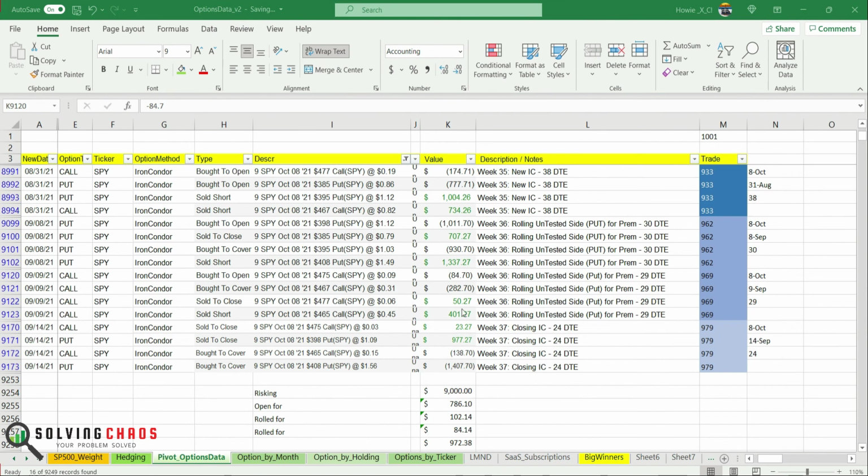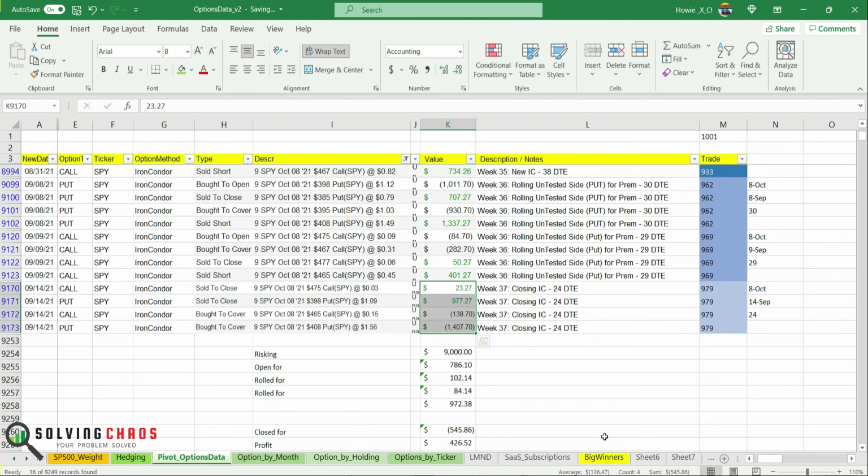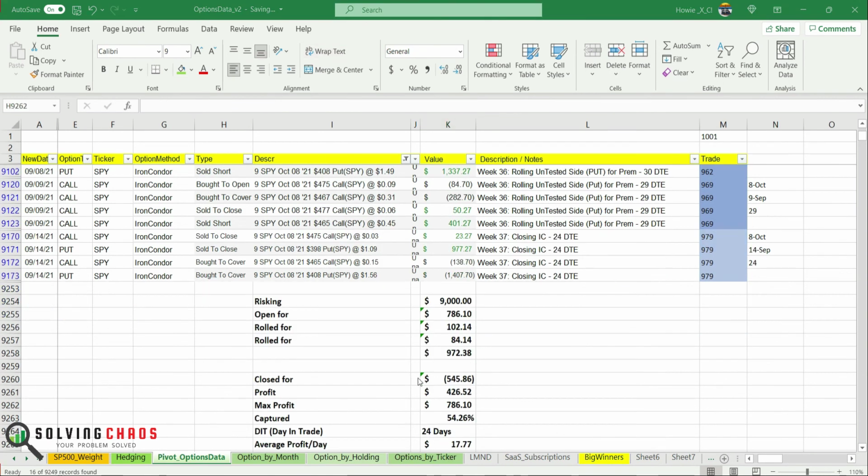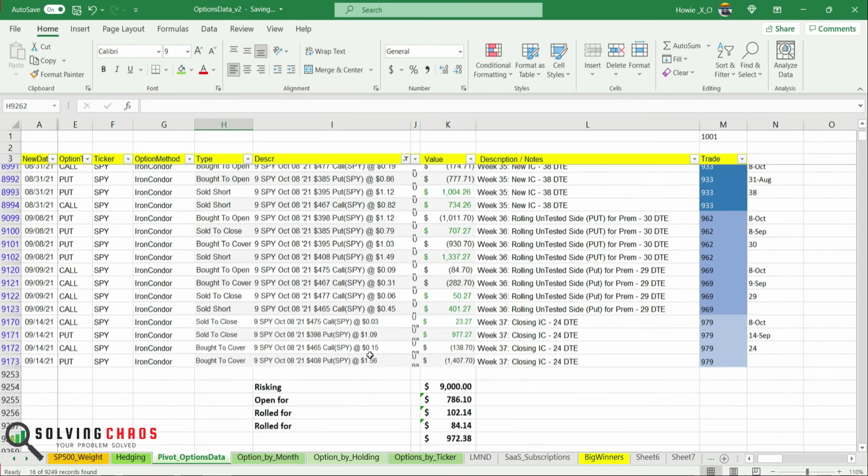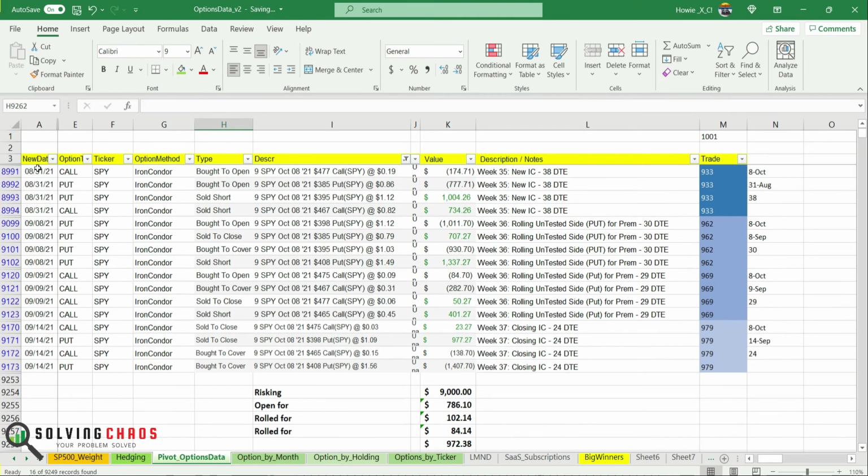Here's an SPY Iron Condor that I closed on the 14th. You can see this on week 37. I had 24 days left, and it cost me this much to close. You can see that it was $545. Now, what's the most interesting thing is, let me show you how much I opened it for. On this day here, you see this? I opened a new position with 38 days to go, and this one is here. You can see the value. It's $786.